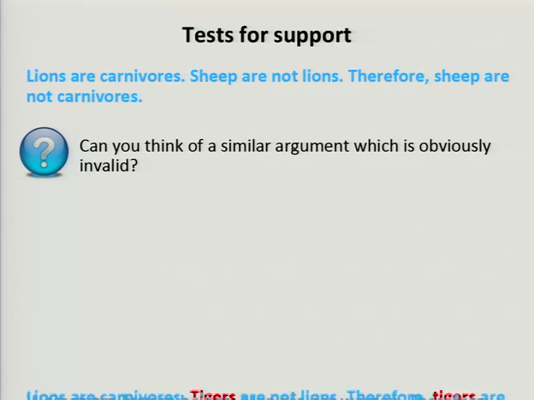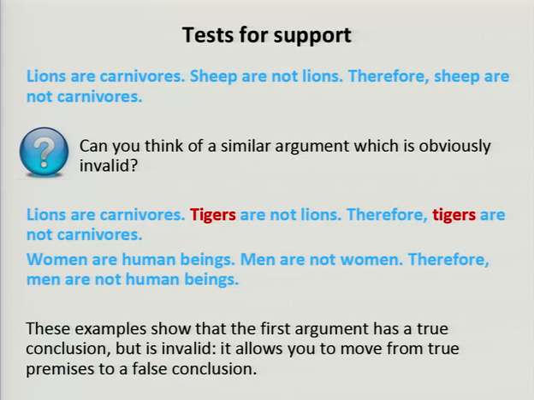Mm-hmm. Or many of them are, yeah. So I think some were vegetarians. But yeah, dinosaurs would be good. Tigers would work, right? Therefore, tigers are not carnivores. Same structure, just slightly different content, obviously just flawed. So that shows you that the first one doesn't work as well. Equally for the women are human beings and so on and so forth argument. It just doesn't work. It can still be invalid, in other words, if it has a true conclusion.